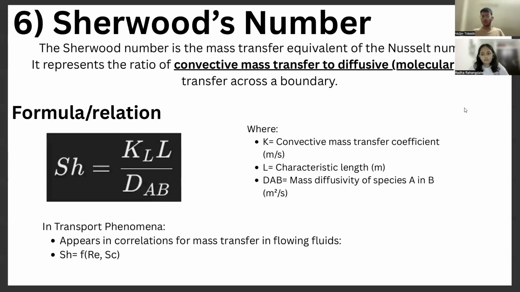As we mentioned before, the Sherwood number has a lot of use in our analogies. So when we derive the transport analogies, we make great use of the Sherwood number, Nusselt number, and the previous dimensionless numbers which we have mentioned. So what is Sherwood number? Sherwood number is the mass transfer equivalent of the Nusselt number. It represents a ratio of convective mass transfer to diffusive mass transfer across a boundary.